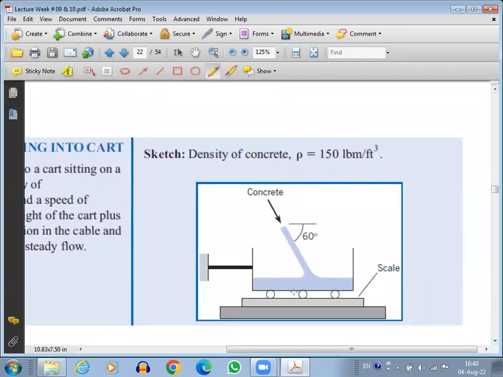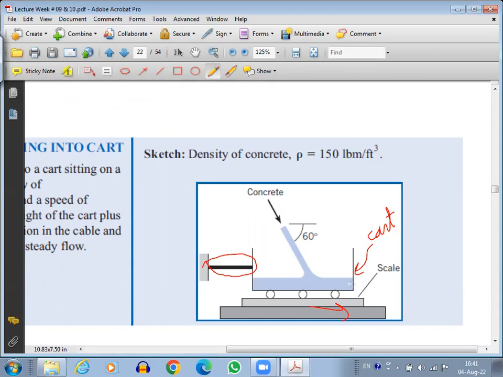Okay, so here this is the situation. We have a cart here. This is the cart. And concrete is coming from the top in the form of a jet and is then filling the cart. Because the concrete is not coming vertically, it is coming at a certain angle, we need a support beam to hold the cart in place. If we do not have this beam, what will happen? When the concrete enters the cart, there will be a force applied on the cart and the cart will move in this direction.